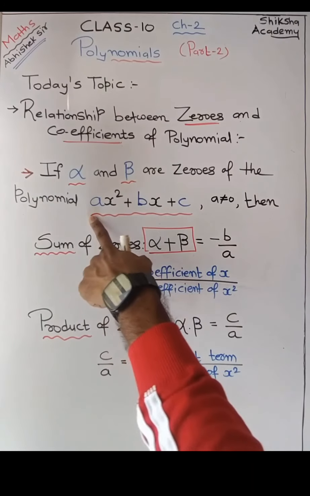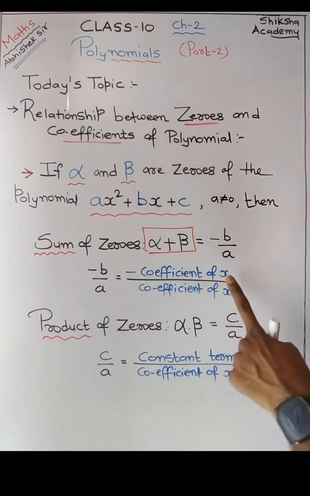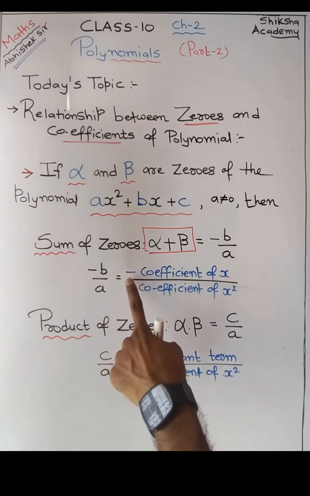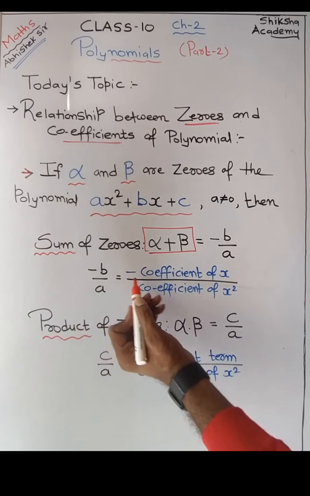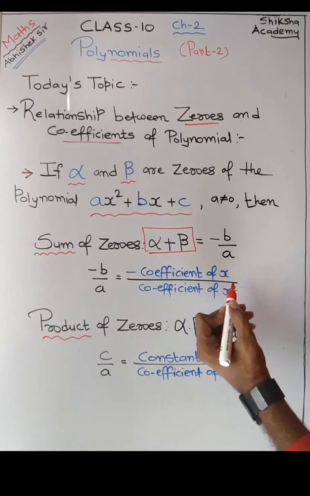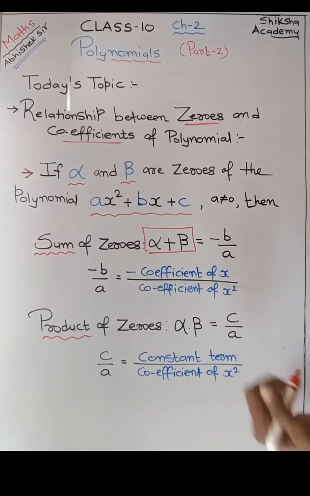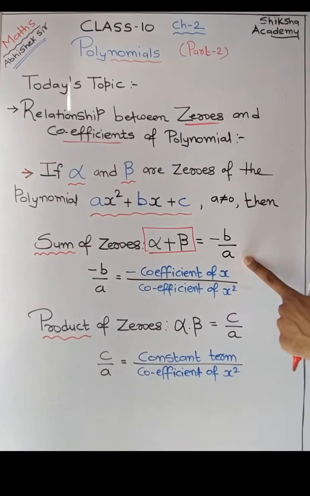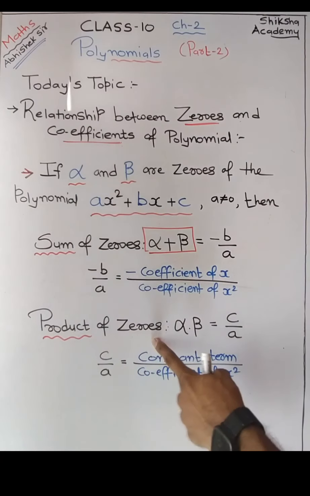So from the polynomial, what is b? It is the coefficient of the term x, right? And negative we are putting in front. So minus b is minus of the coefficient of x. A is the coefficient of x square, right? Over here you can see. So if you want to find out the sum of zeros, you just have to do minus b by a. Clear? Next is product of zeros.